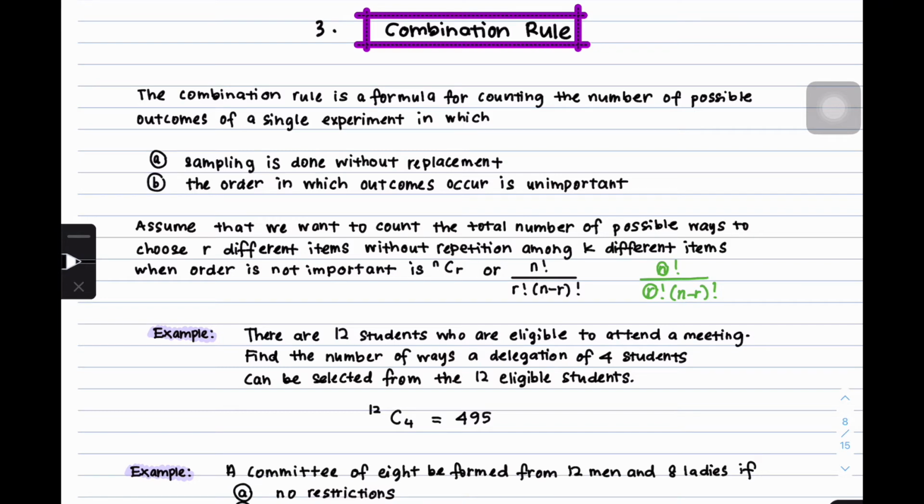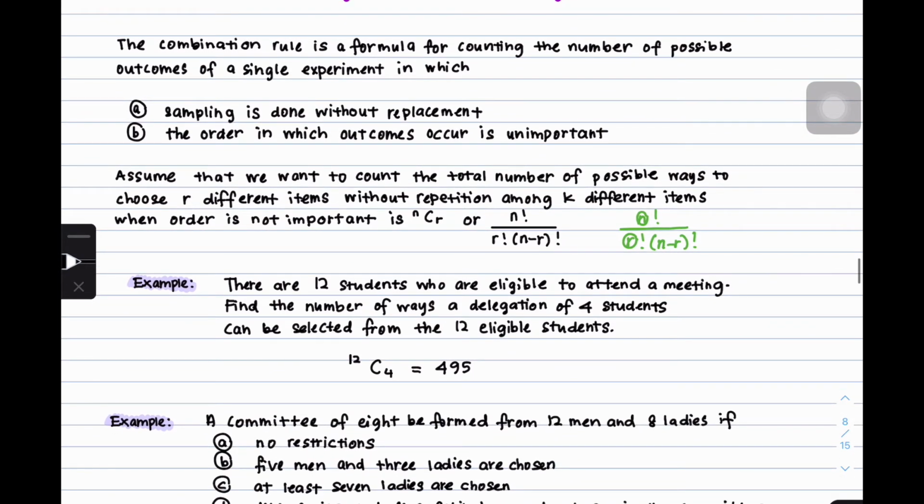Okay, so for example here, there are 12 students who are eligible to attend a meeting. Ada 12 orang student yang layak untuk attend meeting. Find the number of ways a delegation of 4 students can be selected from the 12 eligible students.